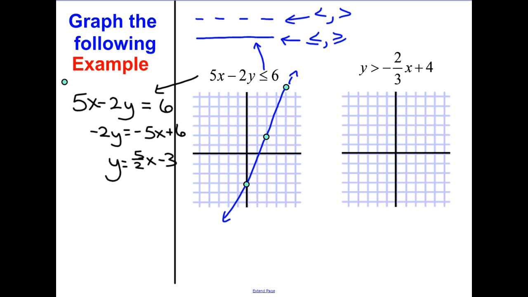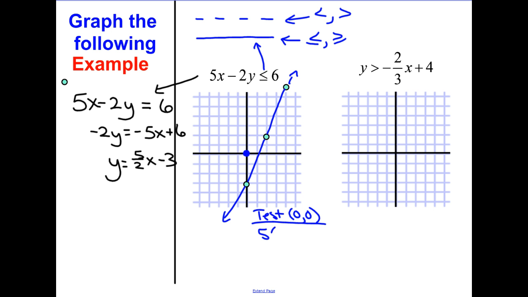Now we have our line. But that's still not all of the numbers that work. Really, there's just tons and tons of numbers that work. So what I'm going to do is pick one test point, and I always like to pick 0, 0 if it's not on the line, to be easier. And I'm going to plug that in. So I'm going to test 0, 0.